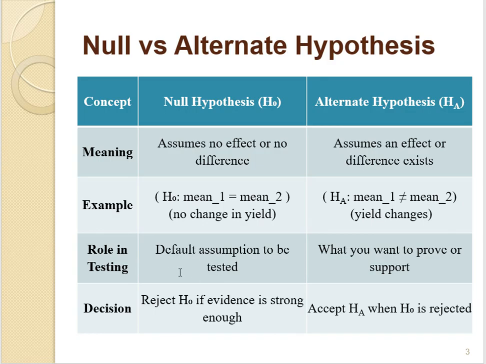What is its role in testing? It is the default assumption to be tested. First we will test the null hypothesis, and the alternate hypothesis is usually what you want to prove or support. What kind of decision should we expect from null hypothesis? Reject H naught if evidence is strong enough, and accept HA when H naught is rejected.